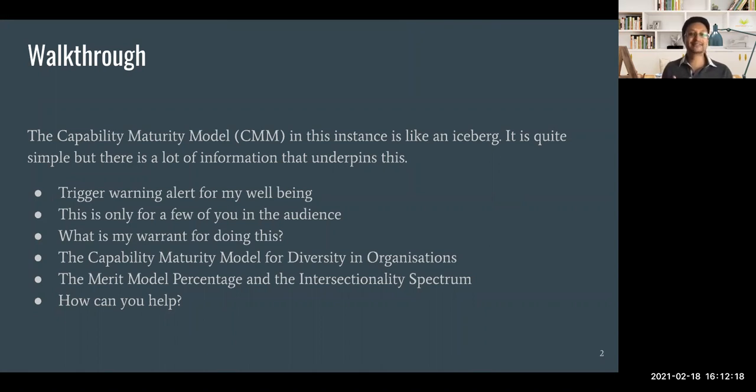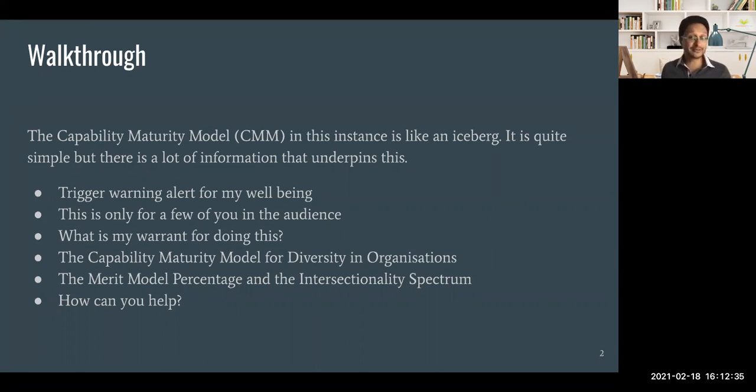The idea that this is only for a few of you in the audience diminishes now, given that we have quite an intimate crew here and everyone is self-selecting to be here. So that's probably not as critical here, but it also explains what comes along with the trigger warning.